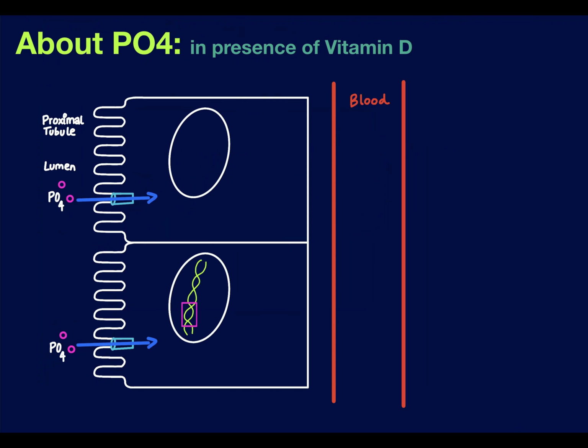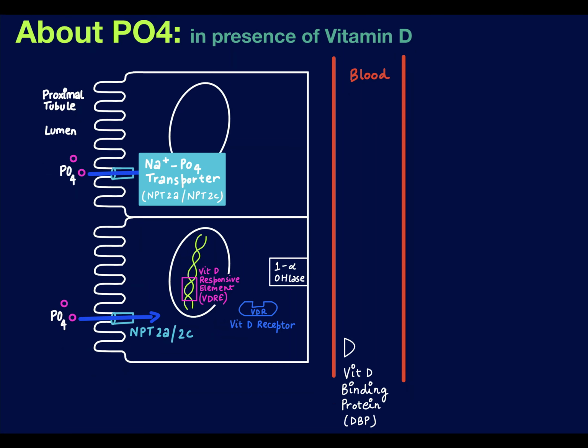Next, let's look at the effect of vitamin D on phosphate reabsorption. Here, we can see that the proximal tubular cells have sodium phosphate cotransporters, namely NPT2A and NPT2C. These transporters are responsible for the basal reabsorption of phosphate. Proximal tubular cells or PCT are also the site for vitamin D activation. Therefore, we can see that 1-alpha hydroxylase is present here in the PCT.